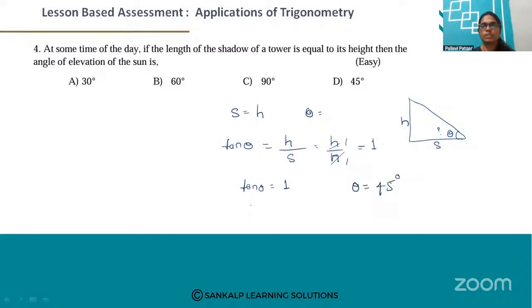Okay, so theta means the tan inverse of 1. So here tan inverse of 1 is 45 degree. So therefore D is the correct option. Okay.